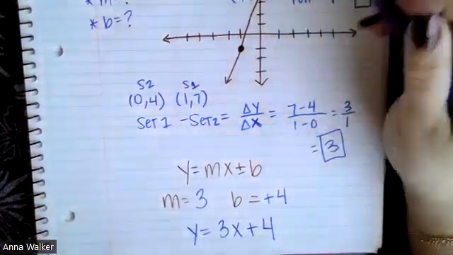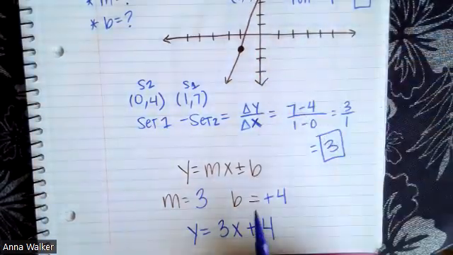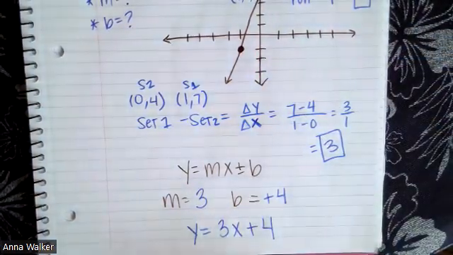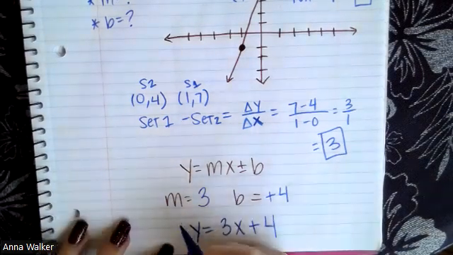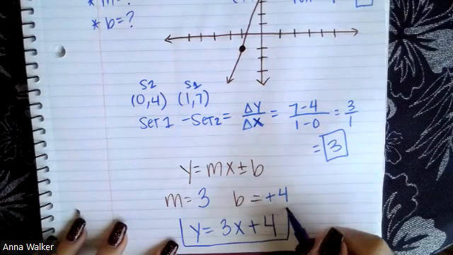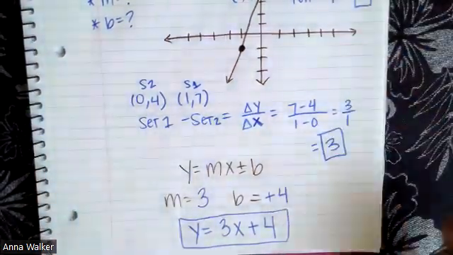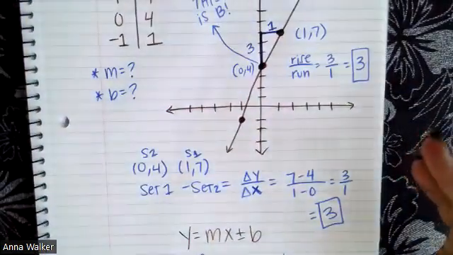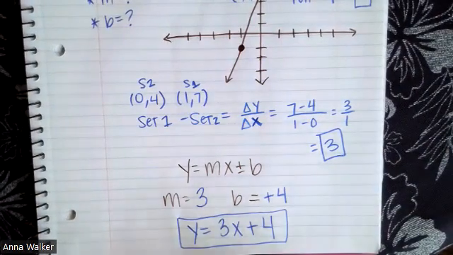And if this line crossed the y-axis somewhere down here in the negatives, we would have a minus some number, okay? So this particular equation, y equals 3x plus 4, is the formula that represents the line that was modeled here. The slope is 3 and it crosses at the y-intercept of 4.